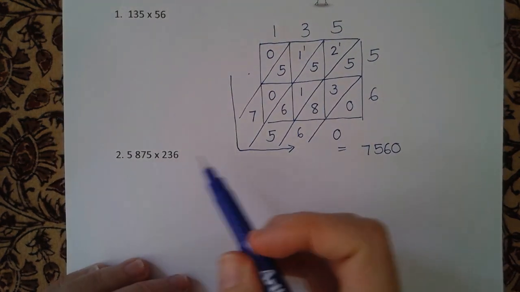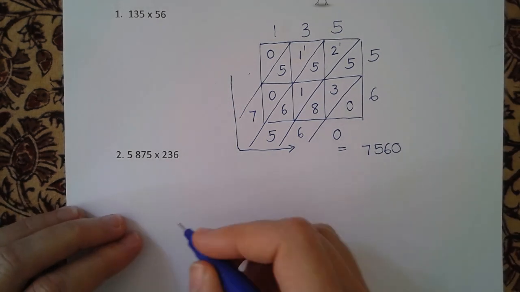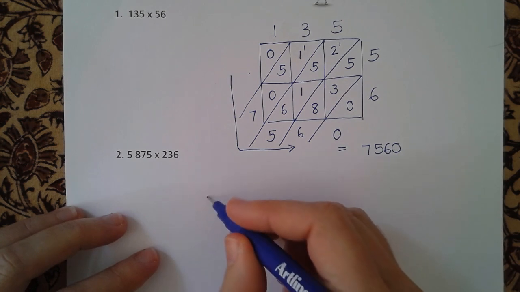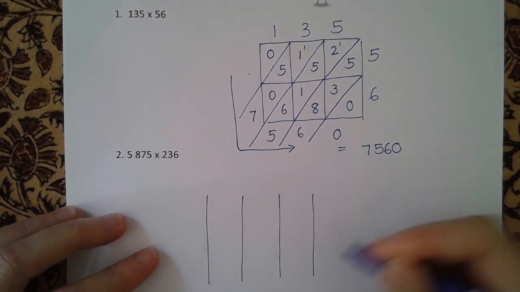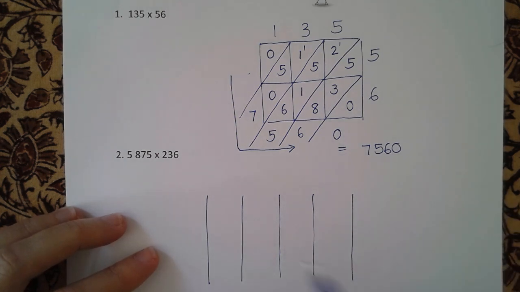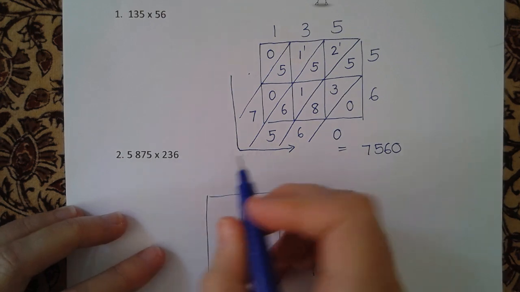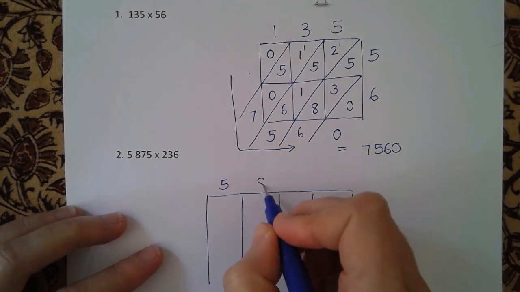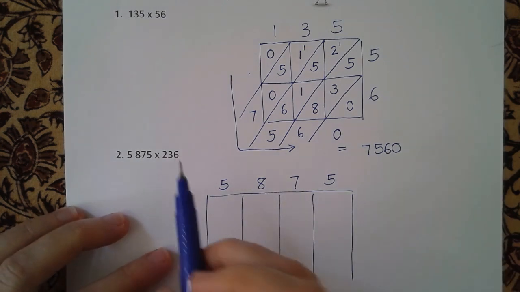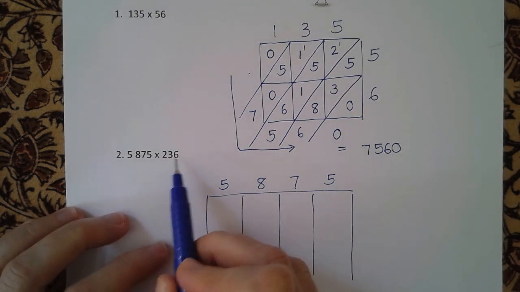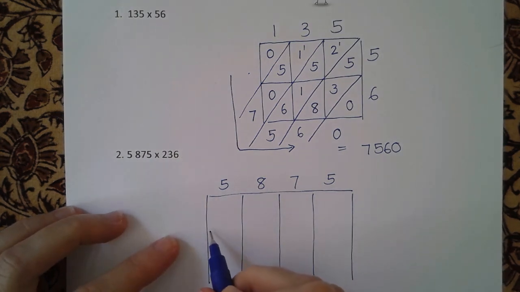Okay, so let's do the same method with bigger numbers. So now we have a 4-digit multiplying with a 3-digit. So first of all, because there are 4 digits, I need 4 columns. So this is 1, 2, 3, 4. Okay, then we draw a line. And then you write the 4 digits at the top. 5,875. Then pay attention to how many digits the next number has. 236. It's got 3 digits, so you need 3 rows.